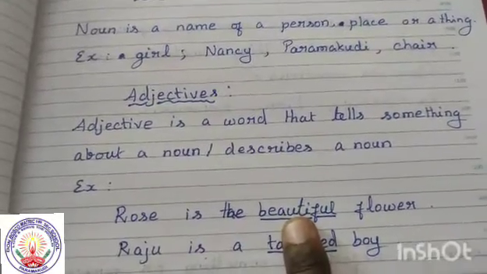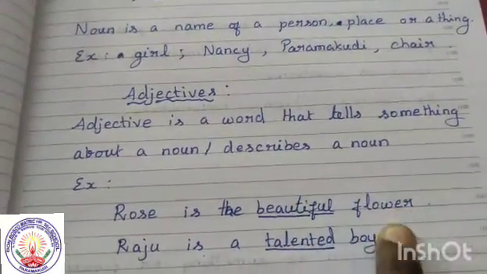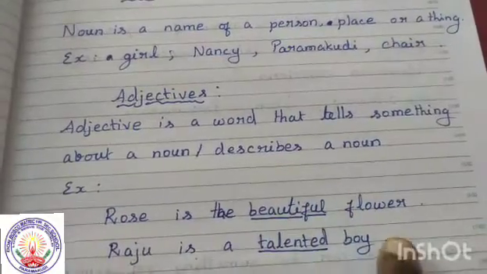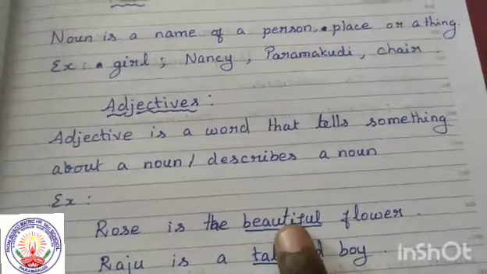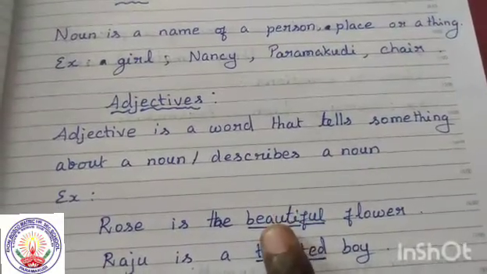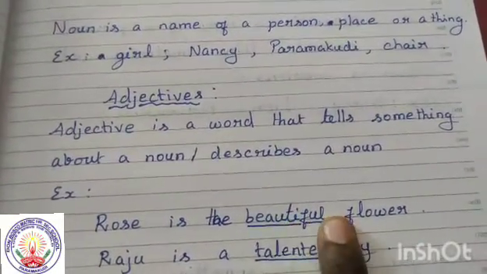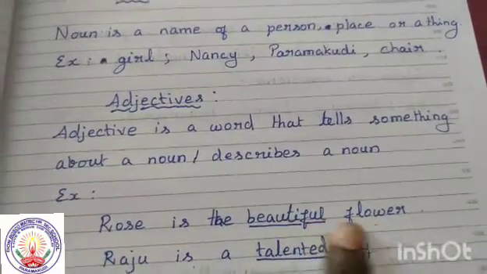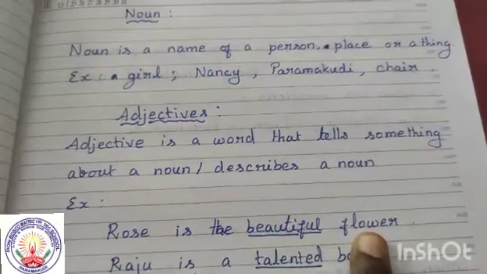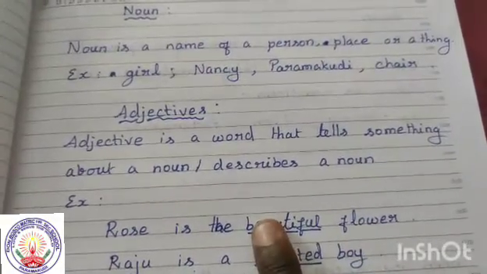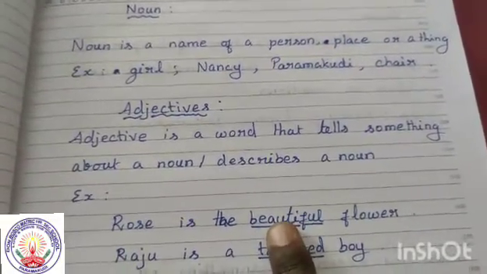The word beautiful gives more information about flower. It qualifies the flower. It describes the noun flower. How is the flower? It is beautiful. What kind of flower is it? A beautiful flower. Rose is a beautiful flower. So this is an adjective. Do you understand?